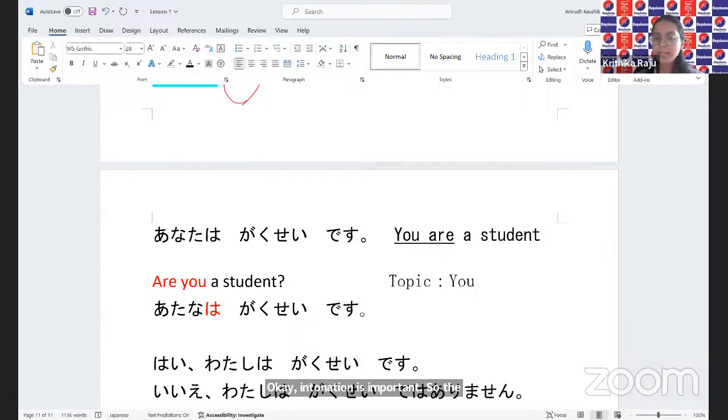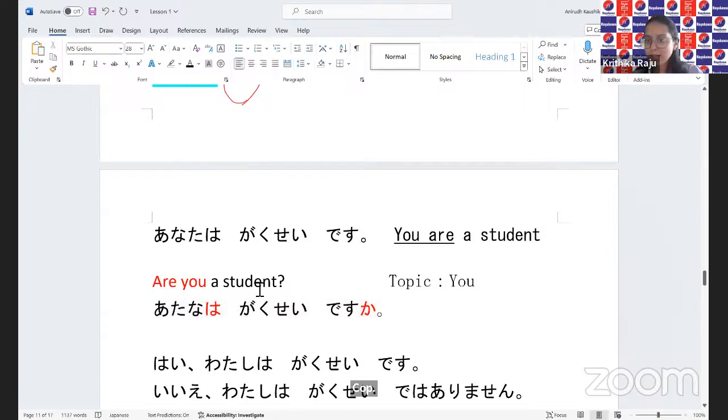Without the ka, what happens? It becomes a positive sentence. With desu, you are will become are you with the ka. Okay, anata wa gakusei desu is a positive sentence. It means you are a student, and that can become a question. Are you a student? With anata wa gakusei desu ka? Ka.